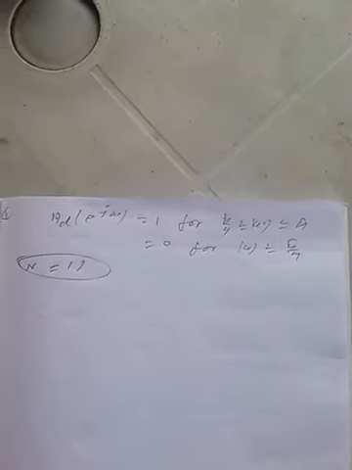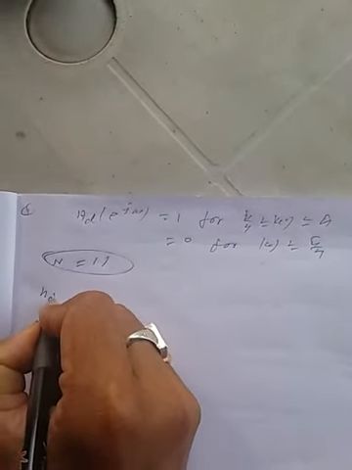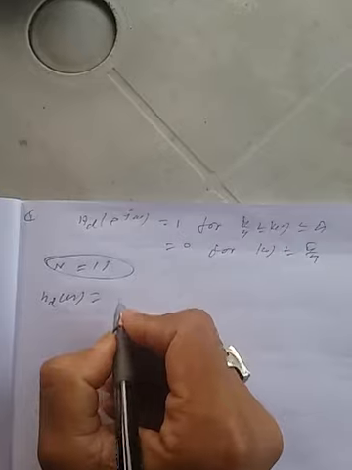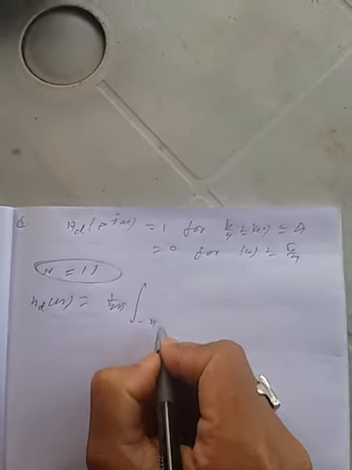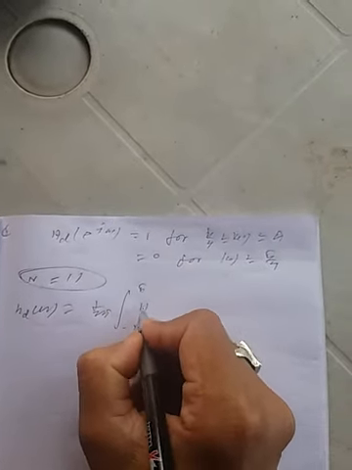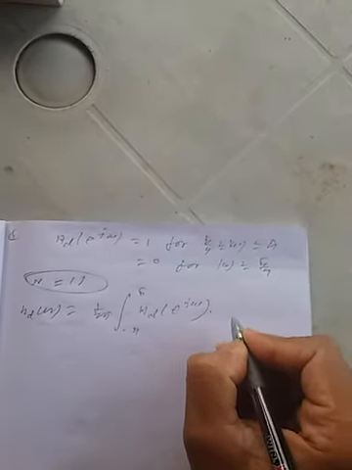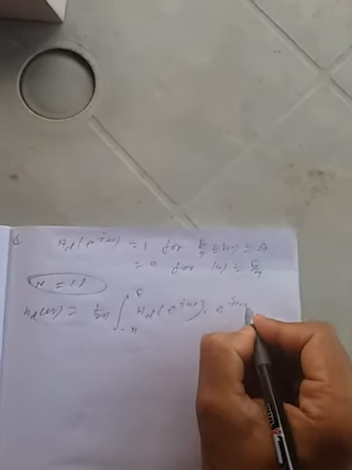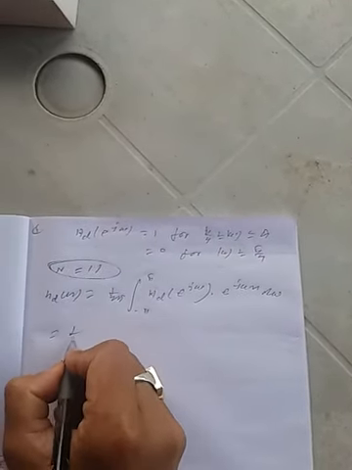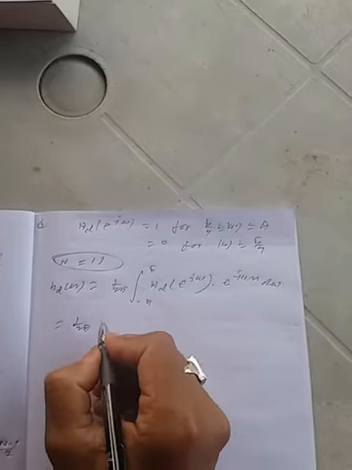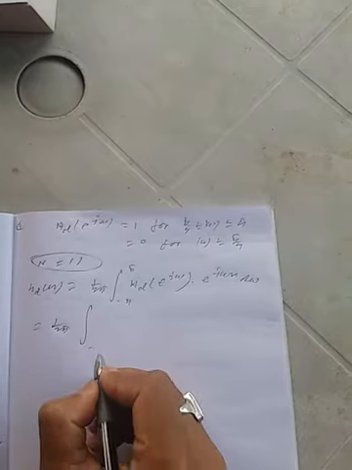At first, we have to find the desired impulse response of the filter, that is HD(n). What is the formula? It is 1 by 2π integration over −π to π of HD(e^jω) into e^jωn dω, right? So from here, 1 by 2π, just evaluate this.